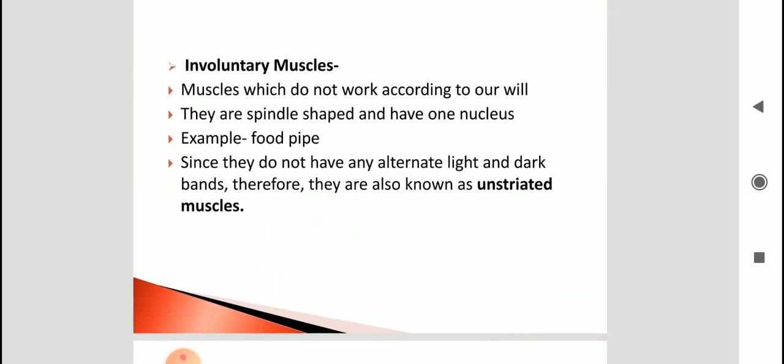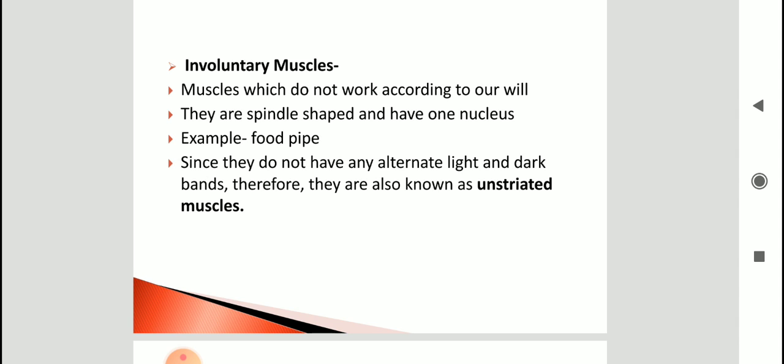Involuntary muscles are also known as unstriated muscles. Now you know why they are called involuntary and unstriated. They are involuntary because they do not work according to our will. They are spindle shaped. Spindle shaped means they are quite pointed from both the ends and they have one nucleus. In case of voluntary muscles we found that there was more than one. Here there is just one nucleus. I will show you the structure also.